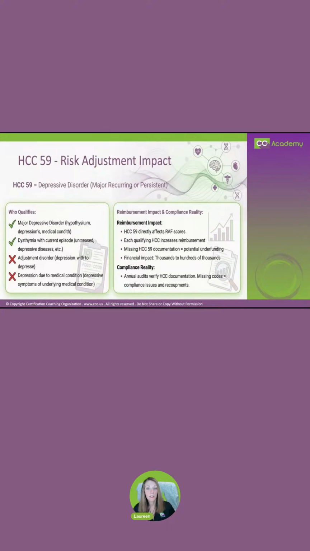And from a compliance perspective, annual audits verify HCC documentation. If codes are missing or not supported, you've got a compliance issue with potential clawbacks or recoupments, they like to call it. So this, again, isn't just about coding correctly. It's about protecting your organization financially from a compliance standpoint.